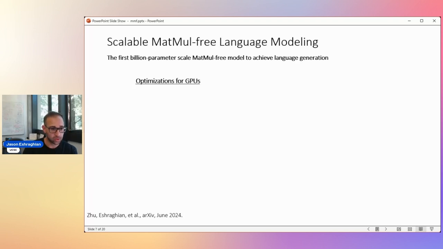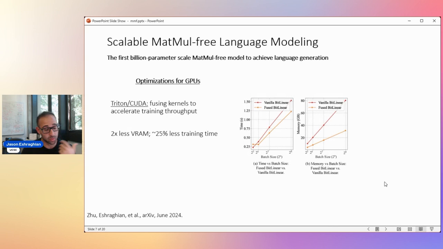Now, having said that, we still ran a set of optimizations for GPU. What we did was fuse a set of the kernels to accelerate training throughput. This was actually done out of necessity, and it's the only reason why we met the NeurIPS deadline. I think we finished our 2.7 billion parameter model training run several hours before the submission deadline, and it was basically because we were forced to do some CUDA level optimizations to enhance training. As a result, we were able to use 2x less VRAM and accelerate training by 25%, so 25% less training time.